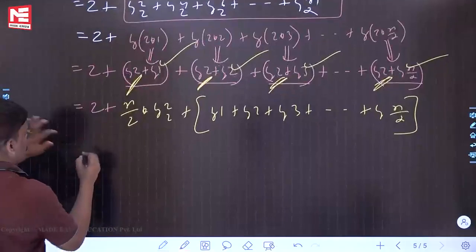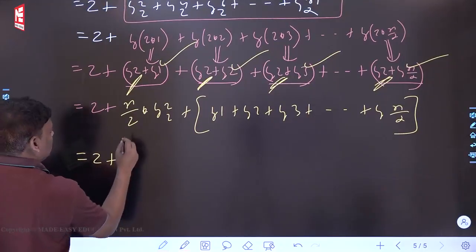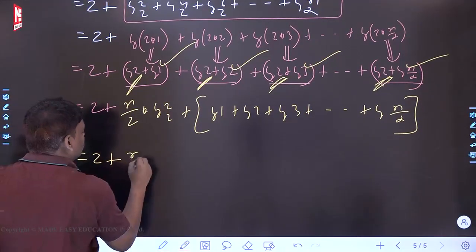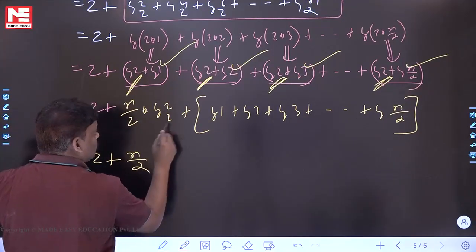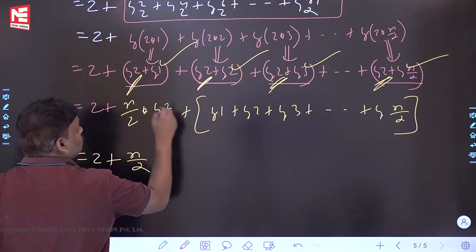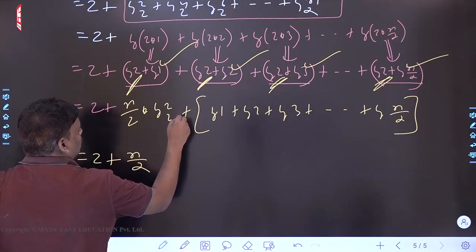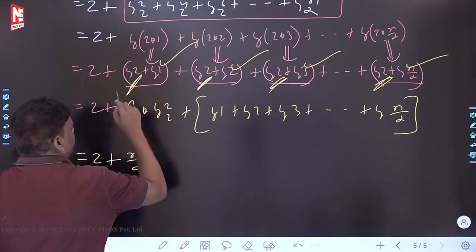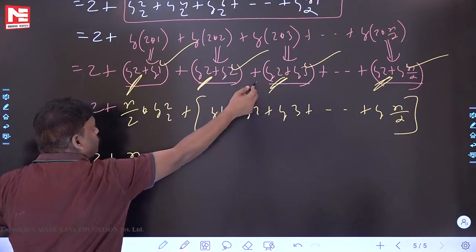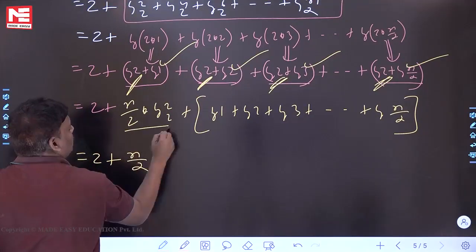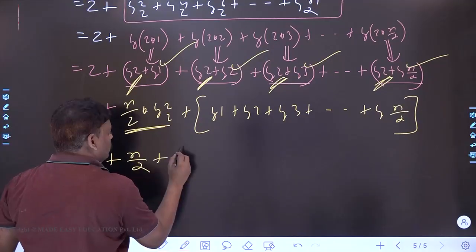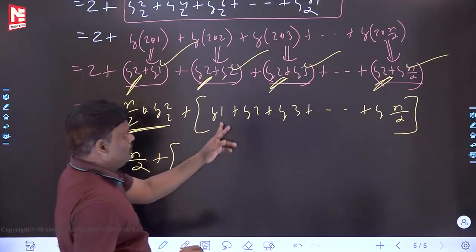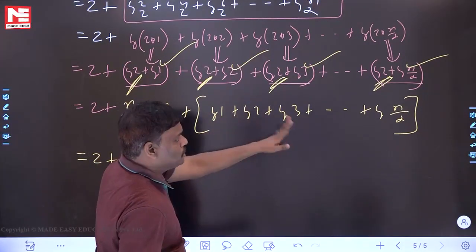Right? This will go to 2 plus n by 2, log 2 base 2 is 1, so n by 2. Plus. It is not into, please be careful, it is going to be plus, because everywhere log 2 is there. So log 2, n by 2 times, already we have done. Plus the remaining, so this entire series we have to write: log 1 plus log 2 plus log 3 and so on, log n by 2.